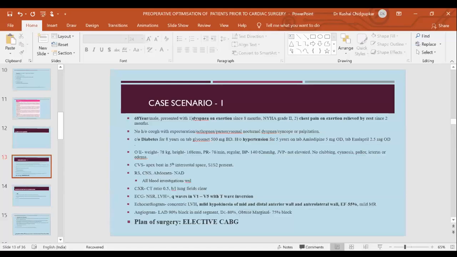What is the ratio like? So the CT ratio is 0.5. 0.5, so just borderline, isn't it? So there is not much of LV dilatation on the basis of X-ray, but you can see that on the ECG there are some Q waves.